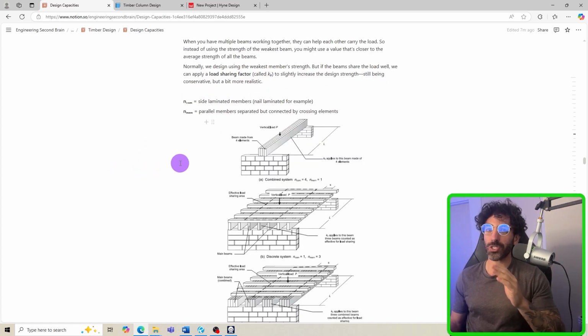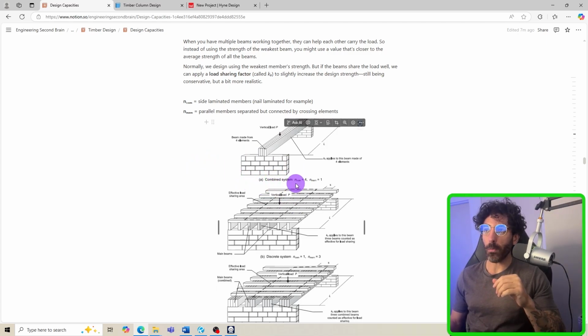K9 applies to side laminated members, like you can see here in this first image. We call it a combined system, and NCOM equals the number of members laminated together. So in this case, we've got 1, 2, 3, 4, so NCOM equals 4.